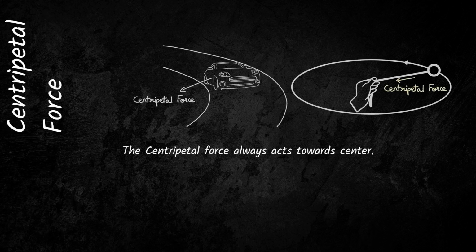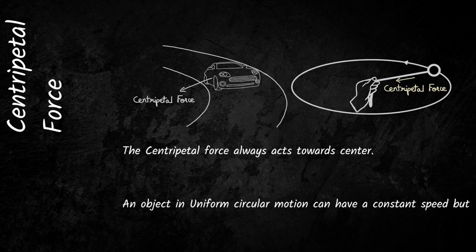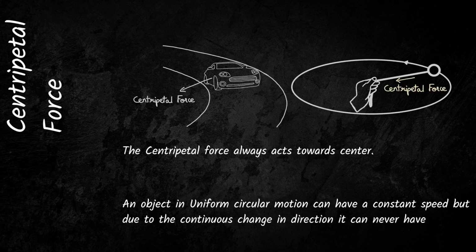For example, a car that's going around a corner, or an object that is being spun around on a string. An object in uniform circular motion may have constant speed, but due to its continuous change in direction, it can never have constant velocity. So forces can have profound effect on objects. So let's go through them one by one.